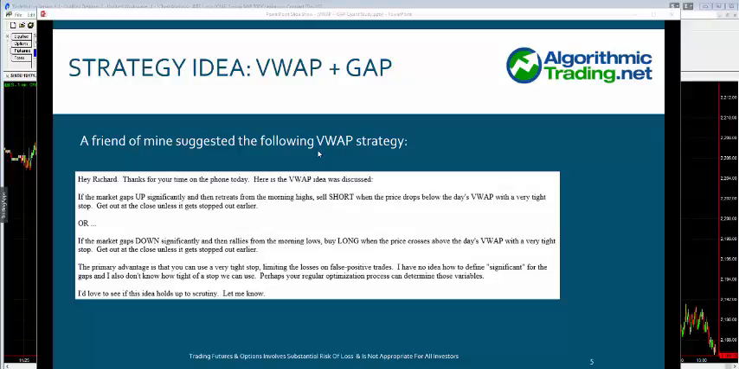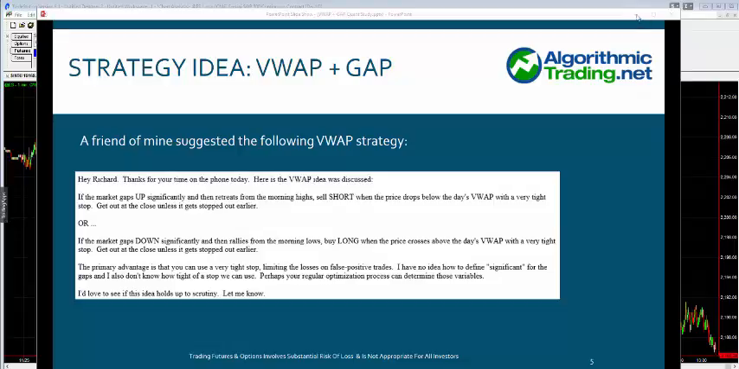So if the market gaps up significantly and then retreats from the morning highs, sell short when the price drops below the day's volume weighted average price, and then use a tight stop and get out at the close unless it's stopped out earlier. And then basically do the opposite if you have a gap down. And he mentions that the primary advantage is that you can use a very tight stop, limiting the losses on false positive trades. And he mentions he has no idea how to define significant for the gaps and how tight of a stop. So perhaps the optimization can determine those variables.